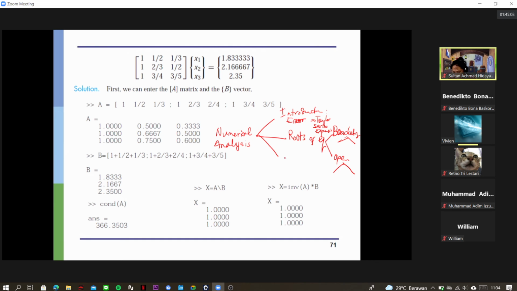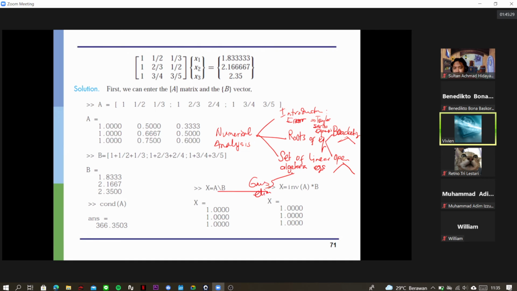And we are now discussing sets of linear algebraic equations, in which we have Gaussian elimination, Gauss-Jordan, and Gauss-Seidel, which is an iterative one, and we have Jacobi. So those are the topics that we have discussed, and they will be the material for the midterm exam.